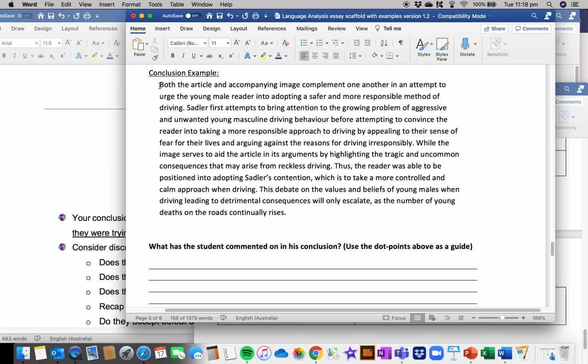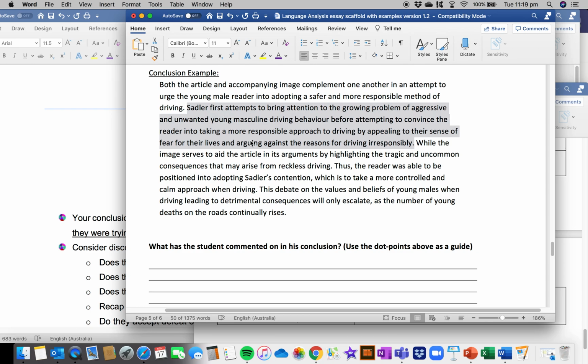So both the article and accompanying image, so you'll see here they also mention the image, both the article and accompanying image complement one another in an attempt to urge the young male reader into adopting a safer and more responsible method of driving. Sadler, he's the author, first attempts to bring attention to the growing problem of aggressive and unwanted young masculine driving behavior before attempting to convince the reader into taking a more responsible approach to driving by appealing to their sense of fear for their lives and arguing against the reasons for driving irresponsibly.